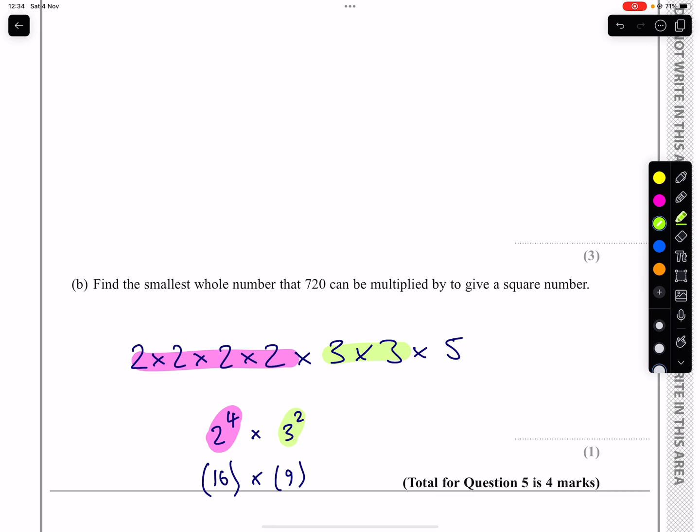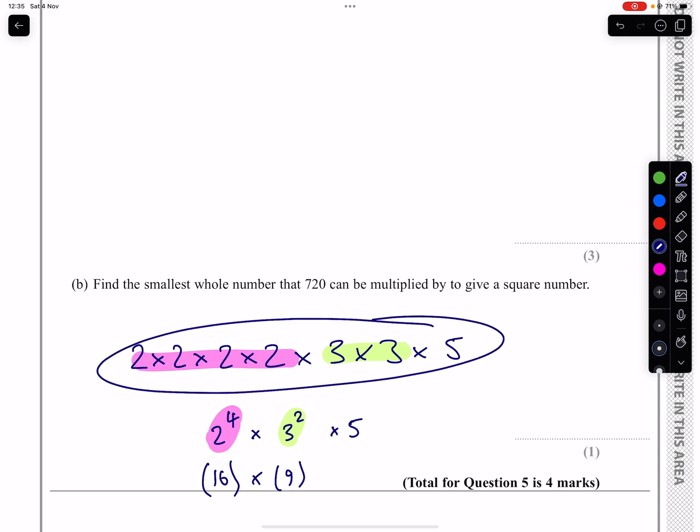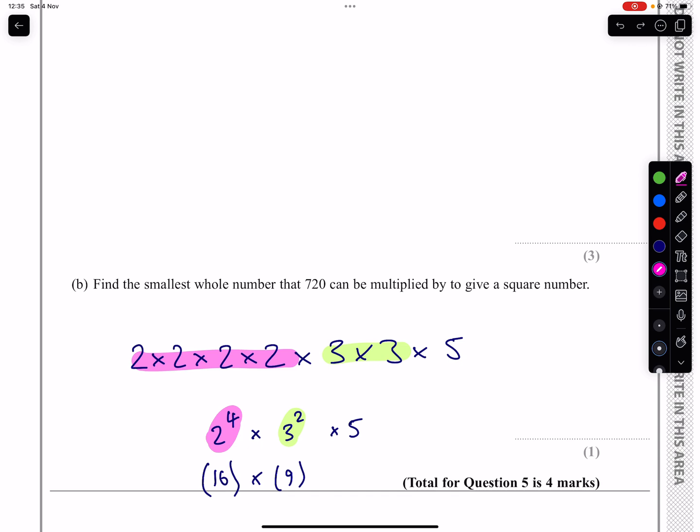The only thing that spoils the whole thing from being square is the fact that we only have a single 5 to multiply by. So in order to make all of this turn into a square number, we basically need to multiply by another 5, because if we can turn that into a squared, making 25, then all of this times together will be a square number.